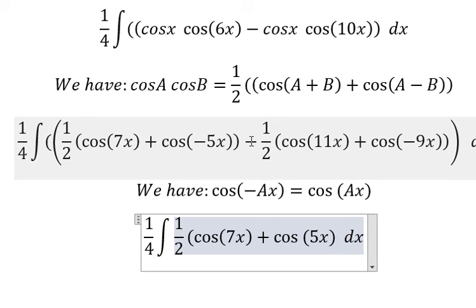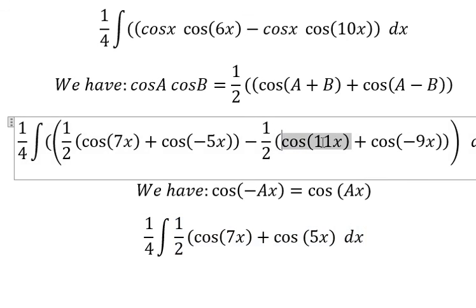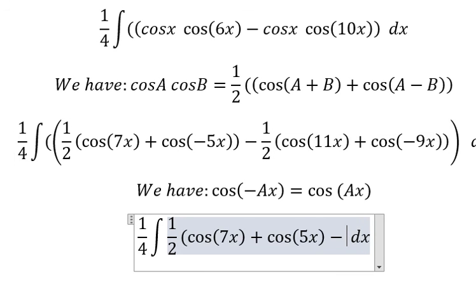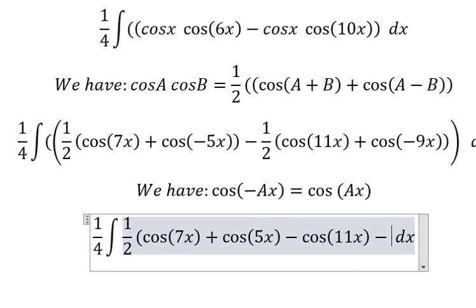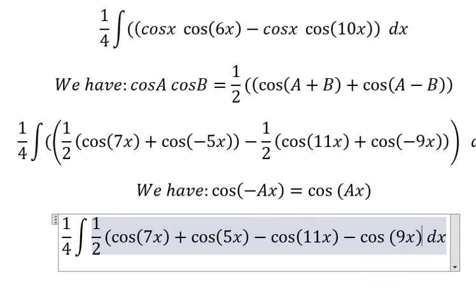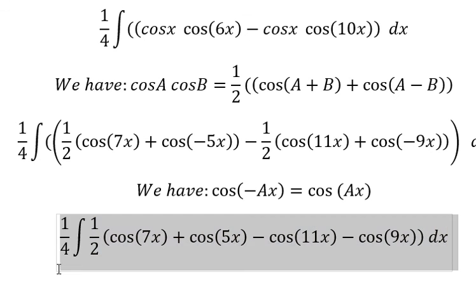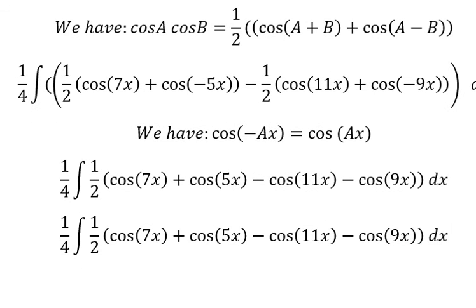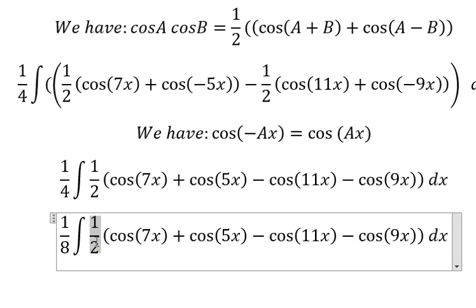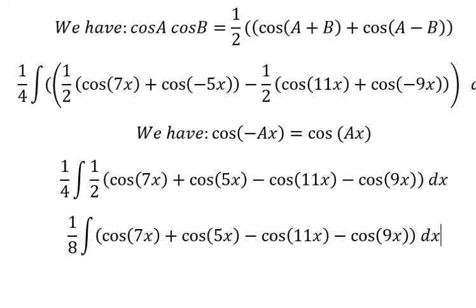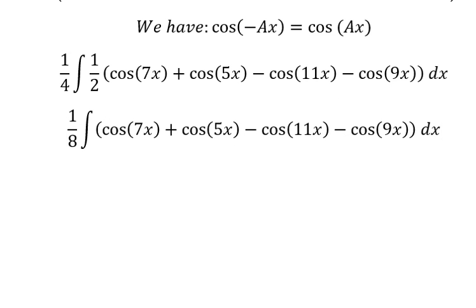Because we have the negative sign here, we can change the sign of this one and this one. So we have negative cos 11x and negative cos 9x. So 1 over 2 and 1 over 4, we have 1 over 8. And now we have the final answer.